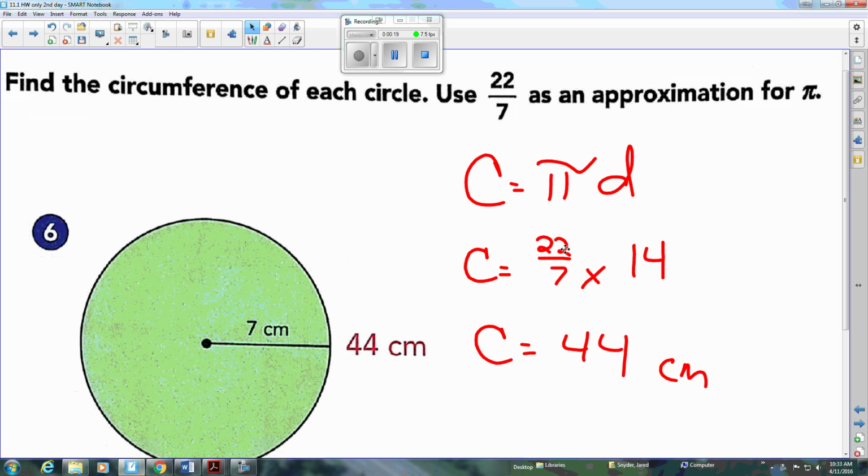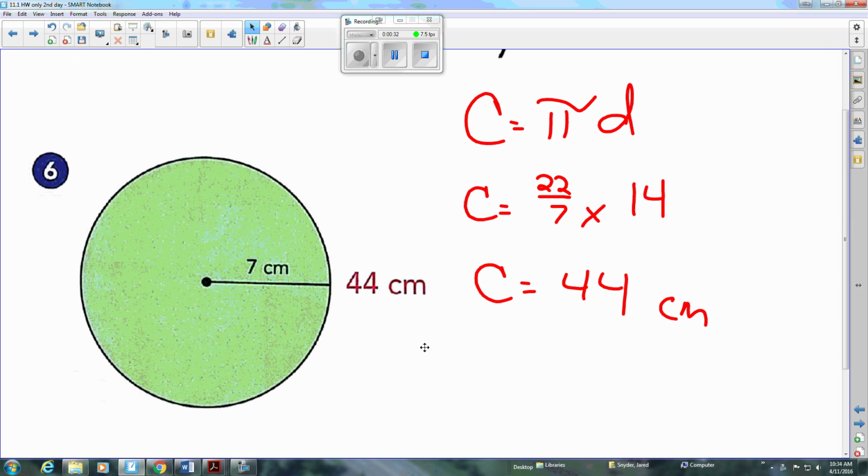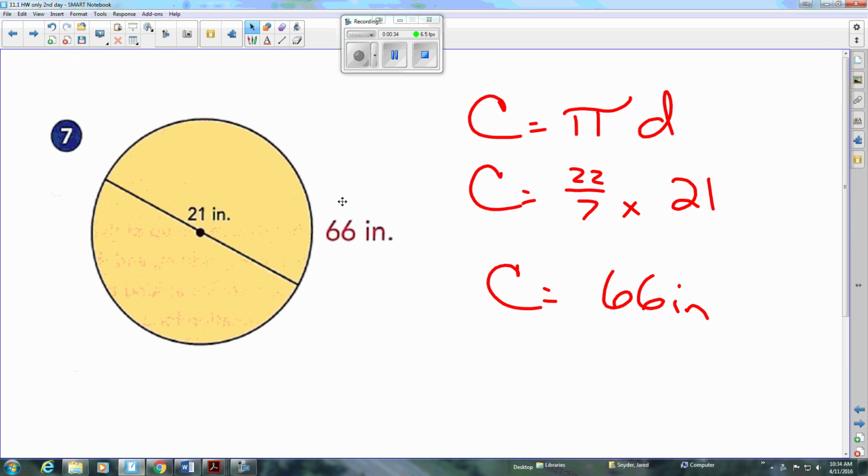If you do 22/7 times 14, the reason why we did 14 here is because this is a radius and you need diameter to find the circumference. So it would be 14 times 22/7, which is 44 centimeters. Next question. 21 is your diameter, so it's 22/7 times 21. You end up with 66 inches.